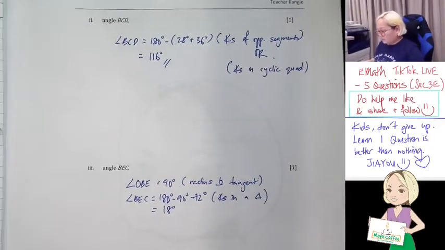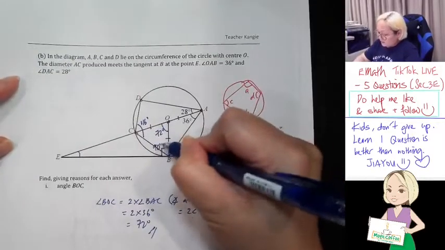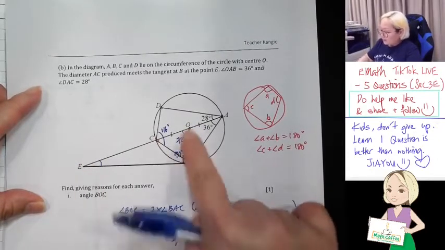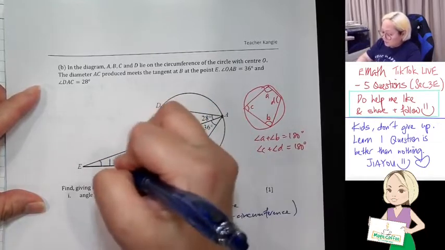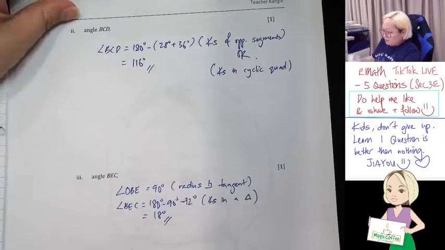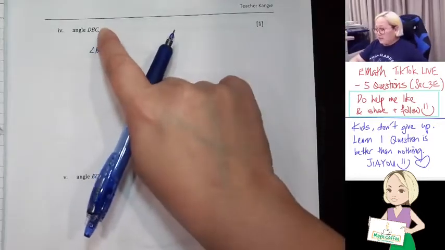So just now we said this one is 90 degree, correct? Then you see this triangle over here, got 72 and 90. So all I did is 180 minus 72 minus 90, I get 18. Again, I'm going to update my diagram, 18 degree. Okay, so this is done.